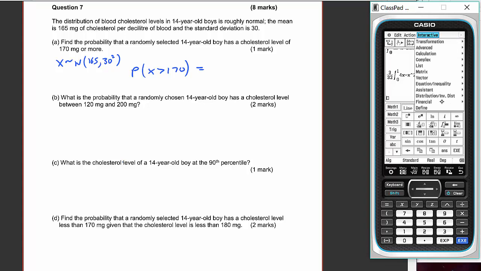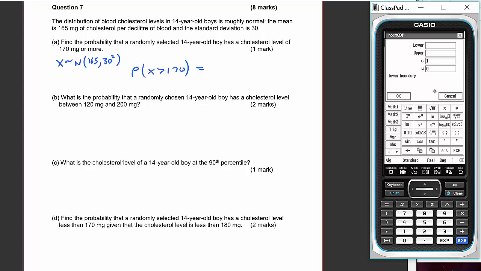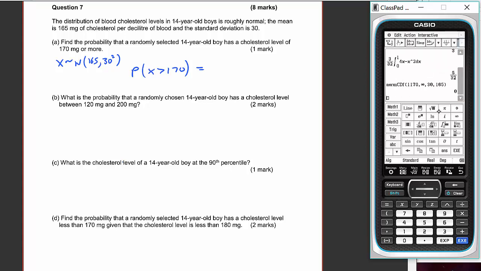So interactive, distribution, continuous, normal CDF with a lower of 170 and an upper of infinity. And we know the sigma was 30, and we know that the mu was 165. And I put 170. So 0.4338.